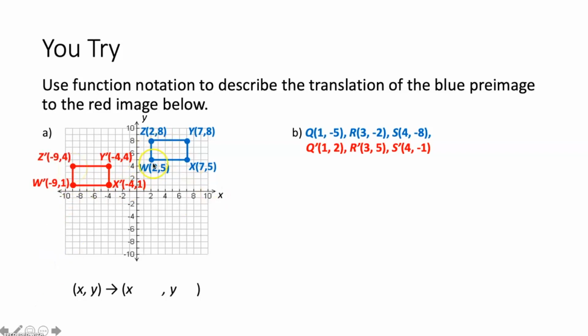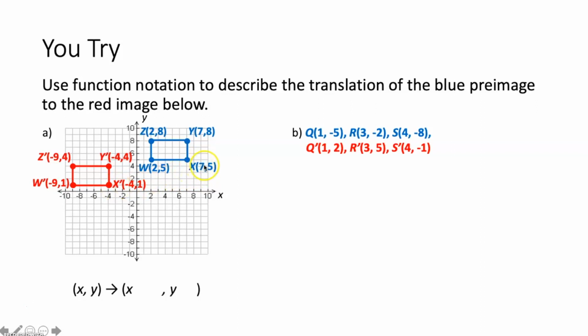Now what's left is to figure out what am I going to do to my x and y coordinates in my pre-image to get the x and y coordinates in my image. So we'll start with W. Going from W to W prime, I have a 2 as my pre-image, and I have a -9 as my image. So what am I doing to 2 in order to get it to be -9? I'm subtracting 11.